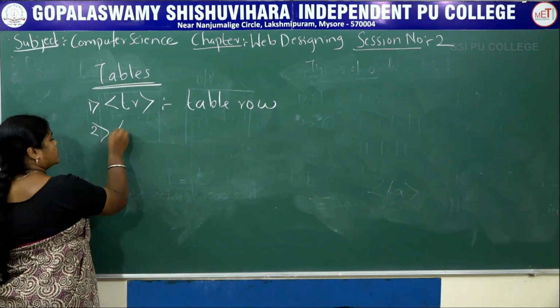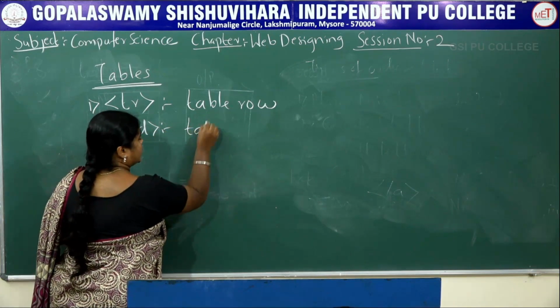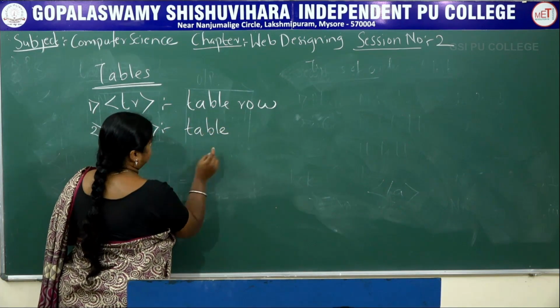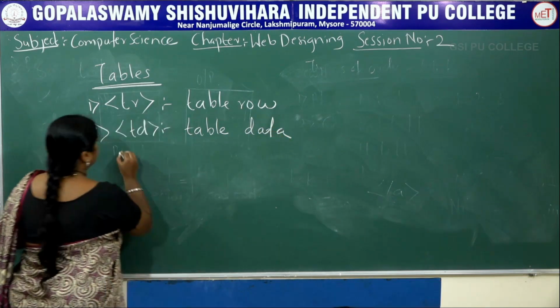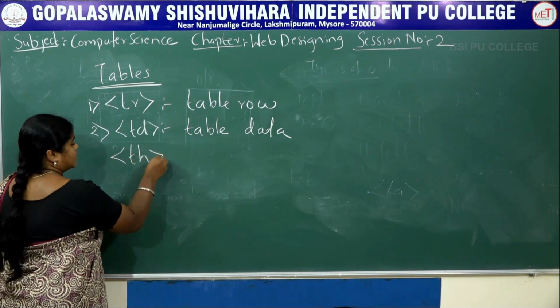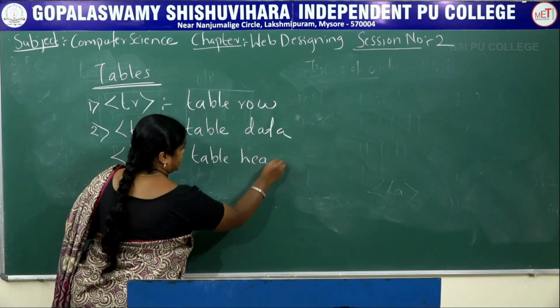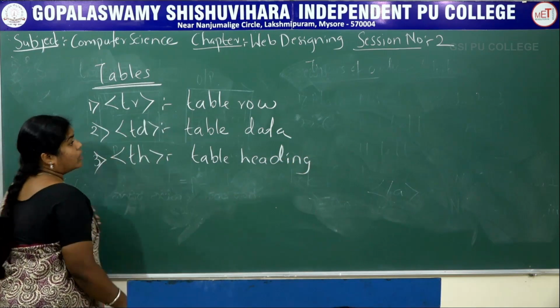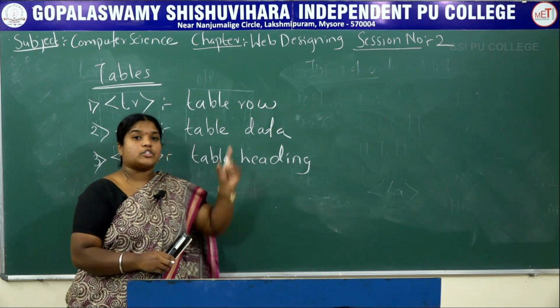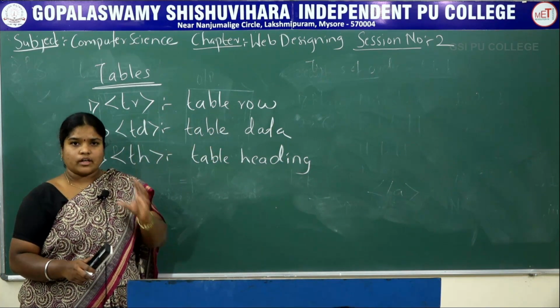Next we are going to study td. td will be used to indicate a particular column. Here td stands for table data. Next is th, that is nothing but table heading. So if you want to draw a table, you need to use all these tags. Including all these tags, you can draw a particular table.